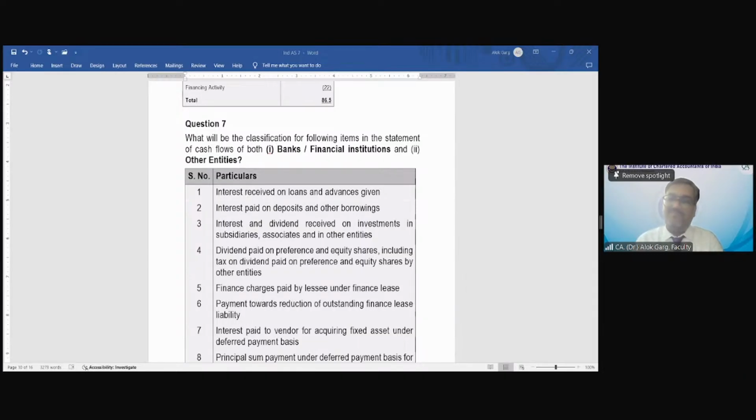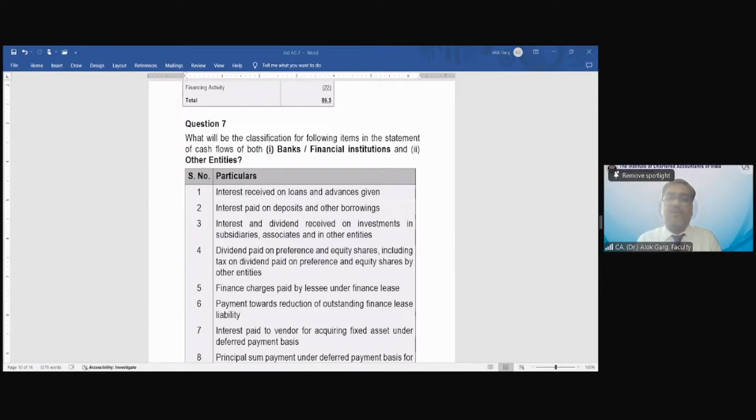For banks and financial institutions, it is an operating activity, right? For them, these investments are the normal nature of the business. It is not an investing activity. Lending money, receiving money, lending into investments: all these are considered operations for banks and financial institutions.